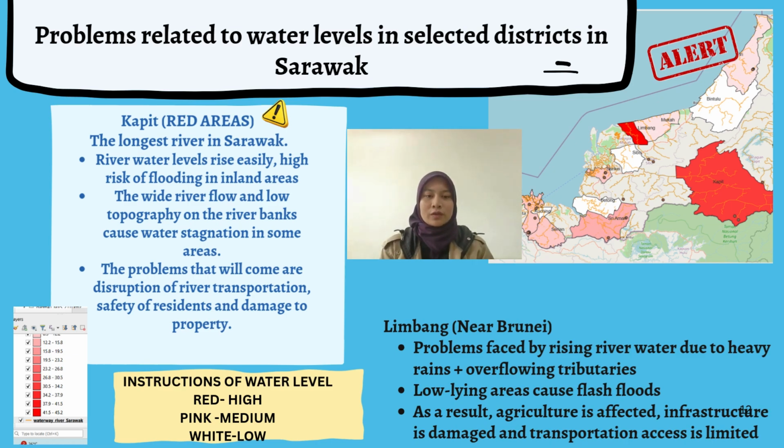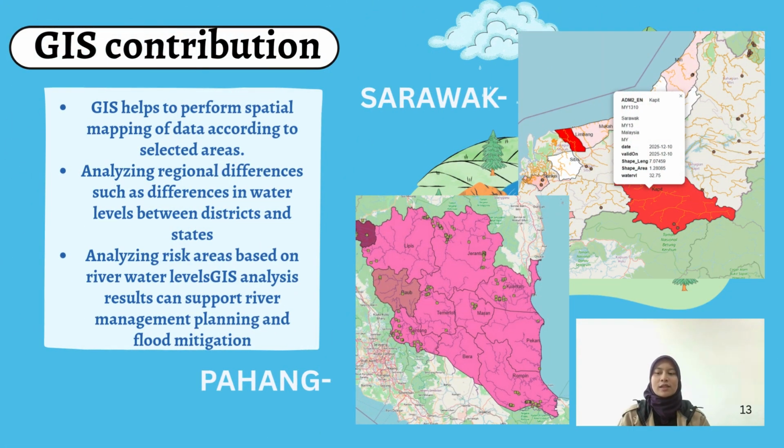Low-lying area cause flash flood. As a result, agriculture is affected, infrastructure is damaged, and transportation access is limited. GIS is an application that contributes a lot nowadays.